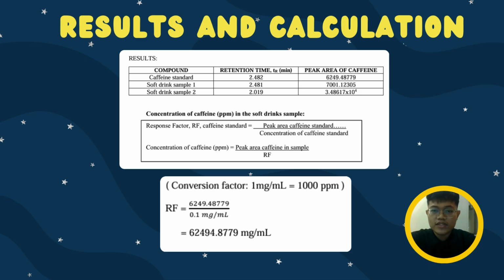As we can see, the conversion factor here is 1 mg per ml equals 1000 ppm. To calculate the RF, we have to put the value of the peak area of the caffeine from the table, which is 6249.48779, and then divide it by 0.1 mg per ml, and then we got the answer 62494.8779 mg per ml. After we calculate this, we can proceed with the calculation of the concentration of the caffeine.